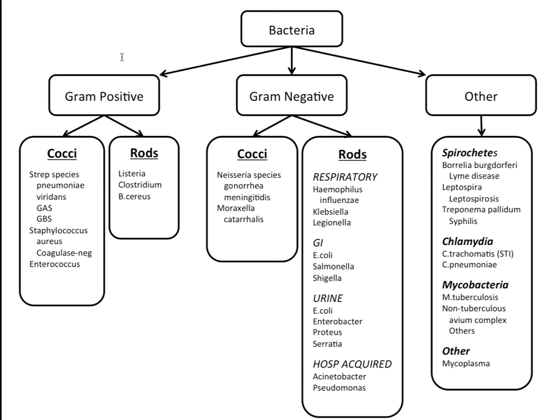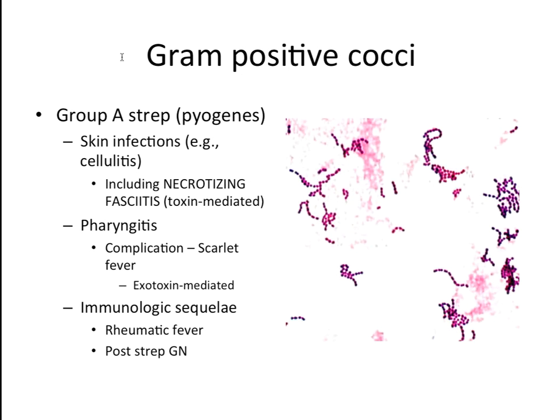This is a very trimmed down summary of the major bacteria you need to know. We're going to focus on the gram-positives and gram-negatives. That said, you can see that the bugs in the right-hand column are all important pathogens, particularly for those going into family practice, pediatrics, internal medicine, and emergency medicine. But we'll start with the gram-positive cocci.